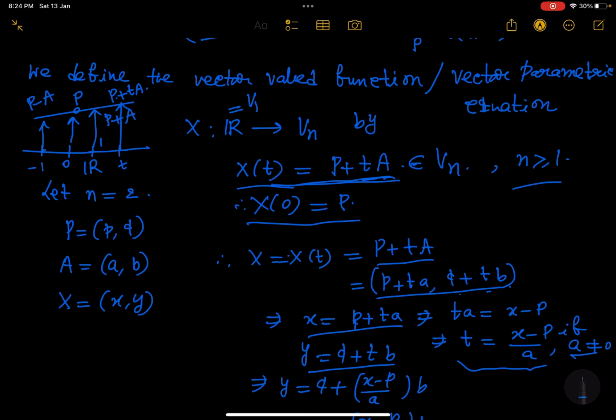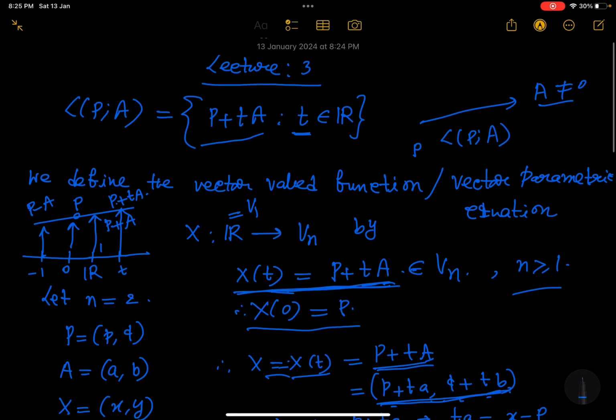Then from this equation x of t equals P plus tA, we write in component form: small p plus t times small a comma small q plus small t times small b. But this is nothing but capital X, and X is nothing but x comma y. Two vectors are equal if and only if all the components are equal. That means small x is this.